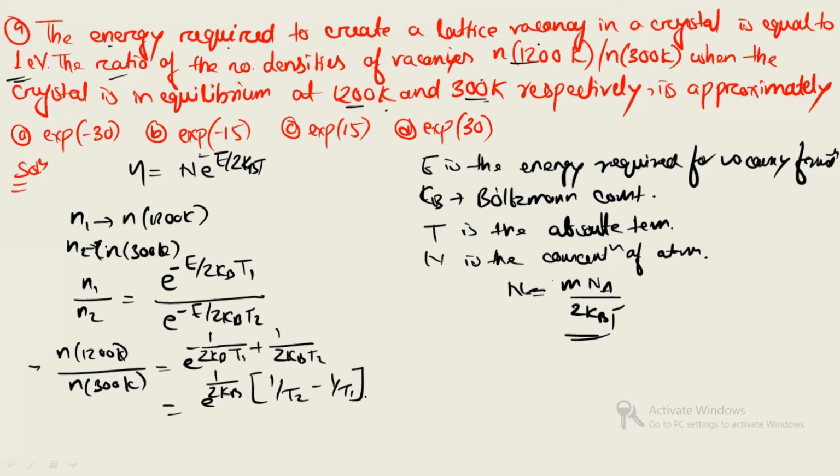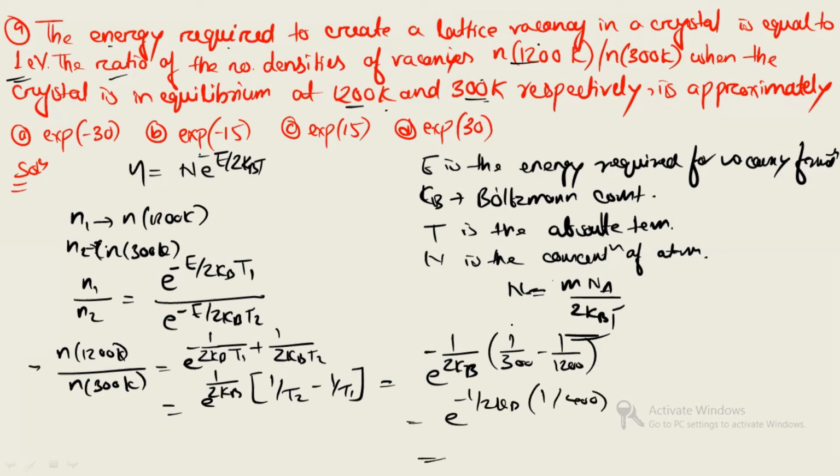T2 and T1 values you know, right? T1 is here 1200 and T2 is 300. So just put the values: e to the power 1 by 2 kB, and here you will write 1 by 300 minus 1 by 1200. When you solve this, you will get 1 by 400. Just calculate and see. And when you do the entire calculation, you will get exponential 30.